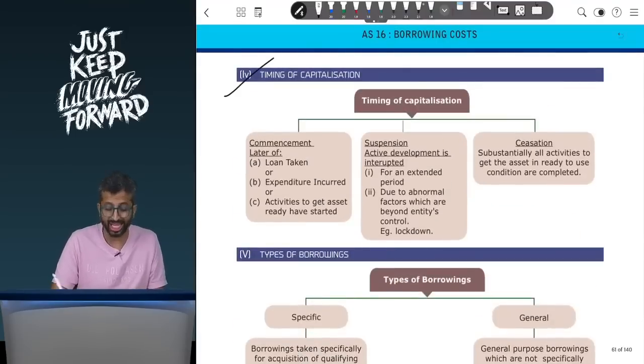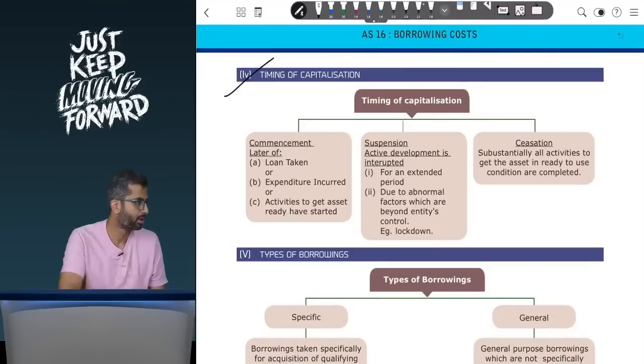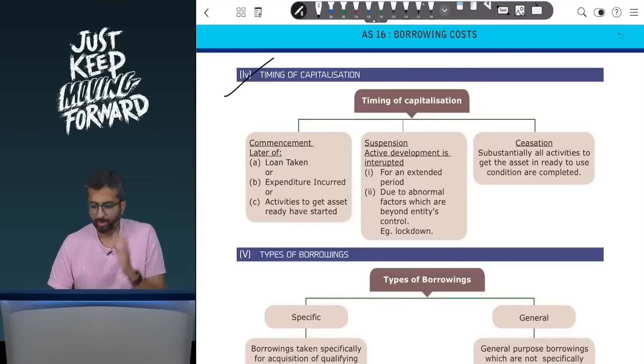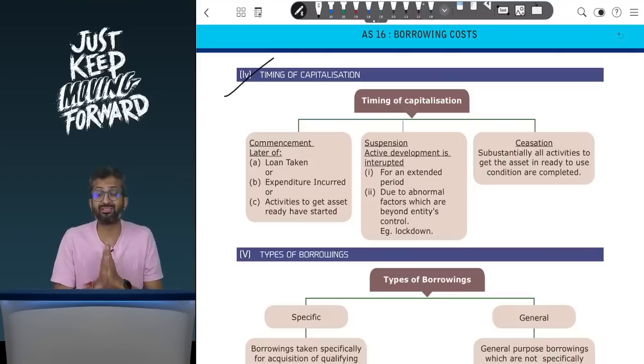Okay, then you look at timing of capitalization. Three important dates: commencement date, suspension date and cessation date. When do you commence capitalization? Commencement date is the later of the date when the loan is taken, activities commence, or expenditure incurred, whichever is later, that is the commencement date, and you will continue capitalization till the asset is ready for use.